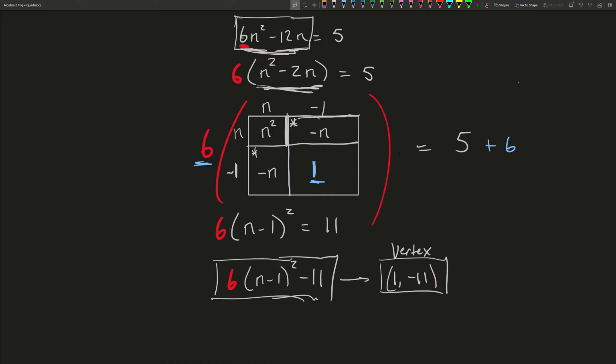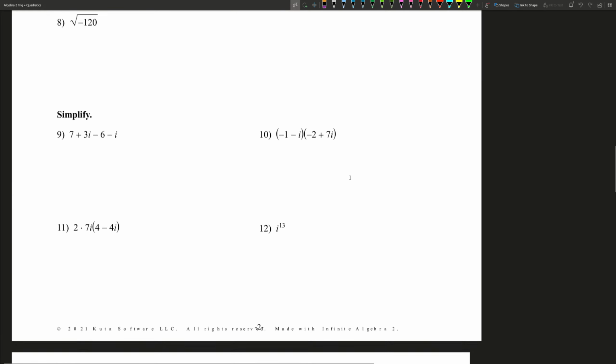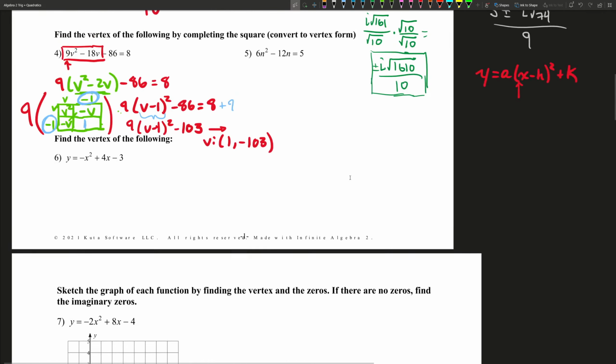Bottom line, if you understand this box, how to do that and what that means, you'll be fine. We practiced this quite a bit, so go back to your notes and the homework. You have a bunch of examples of stuff like this. That takes care of the second completing the square problem. So let's move on to the rest.